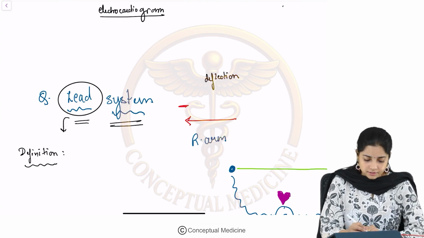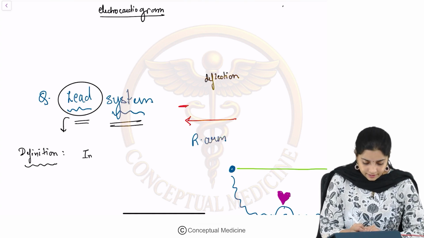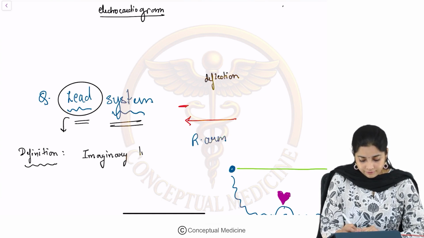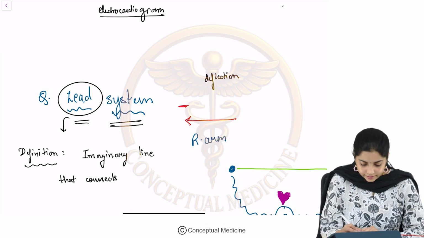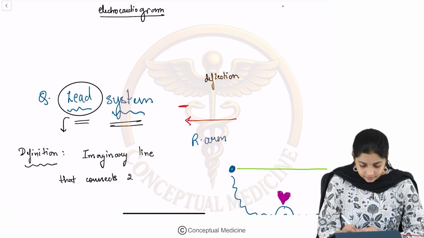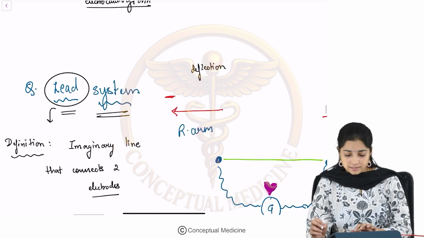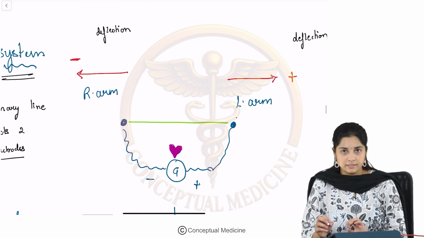By definition, a lead is basically defined as an imaginary line that connects two electrodes. Let us understand this with a diagram.